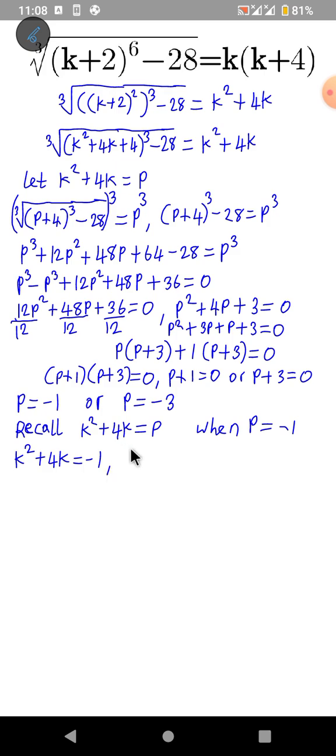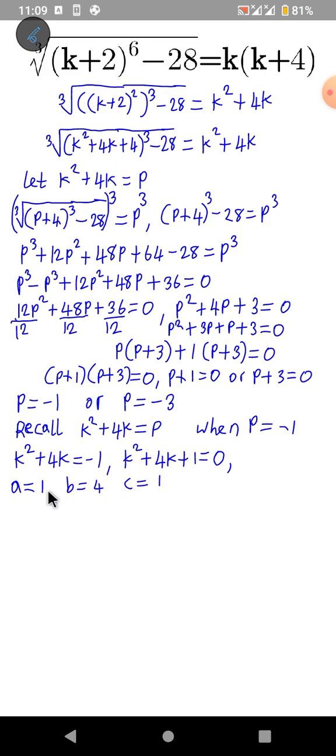Then we continue again. We have k square plus 4k, then take the minus 1 to the left hand side, we have plus 1, then all equal to 0. Now I'm going to solve this. This is a quadratic equation. I'm going to solve this quadratic equation using the formula method. Now in this quadratic equation, our a is equal to 1, while our b is equal to 4, then our c is equal to 1.